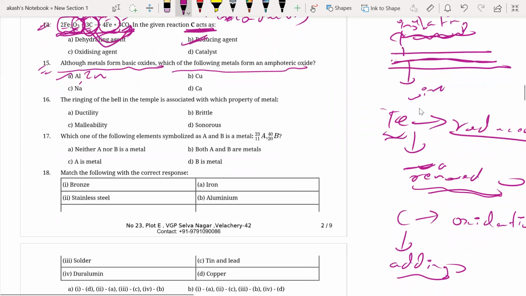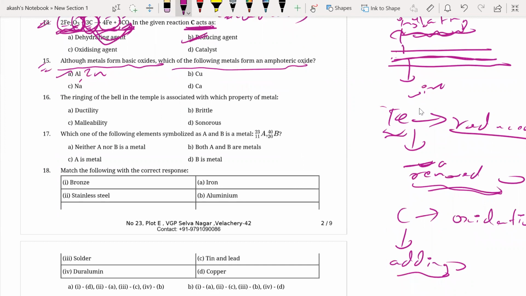Okay, next. The ringing of the bell in temple is associated with which property of the metal? Which property? Quickly. Sonorous, sir. Yes, sonorous, producing sound. All metals, when struck, will produce a sound. And that property is what is called being sonorous. Okay, good.